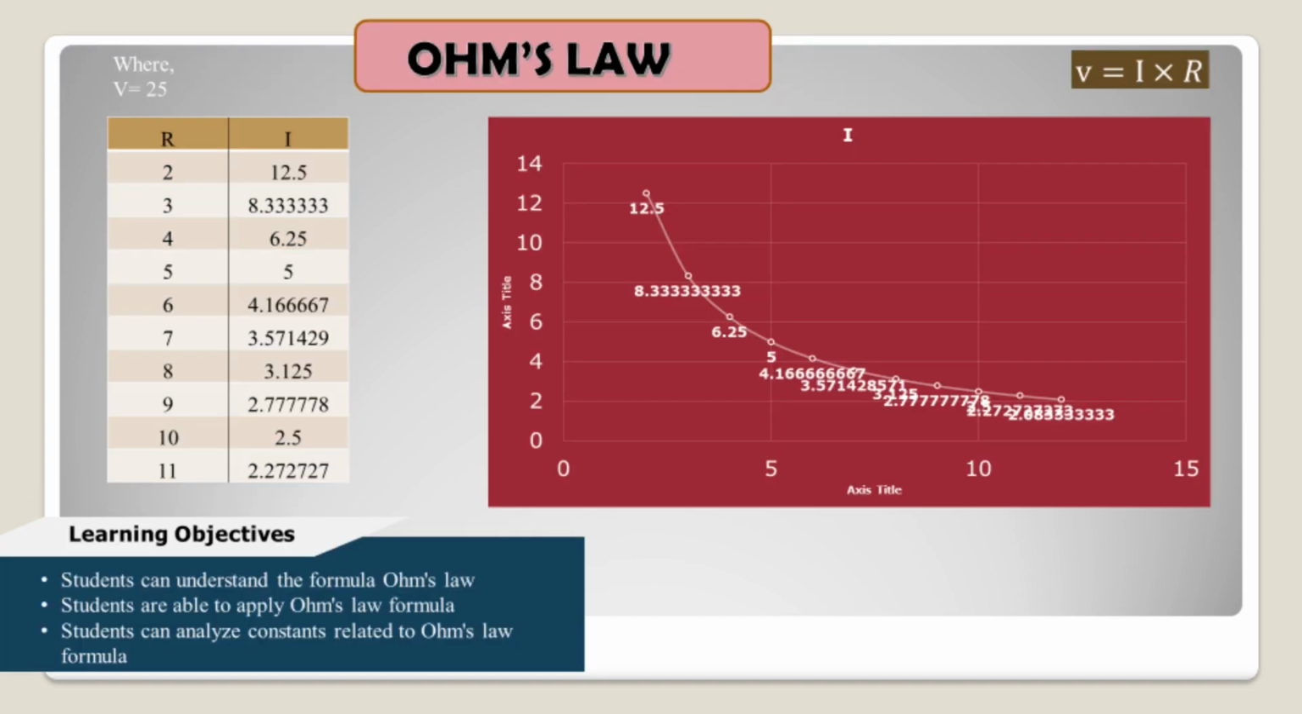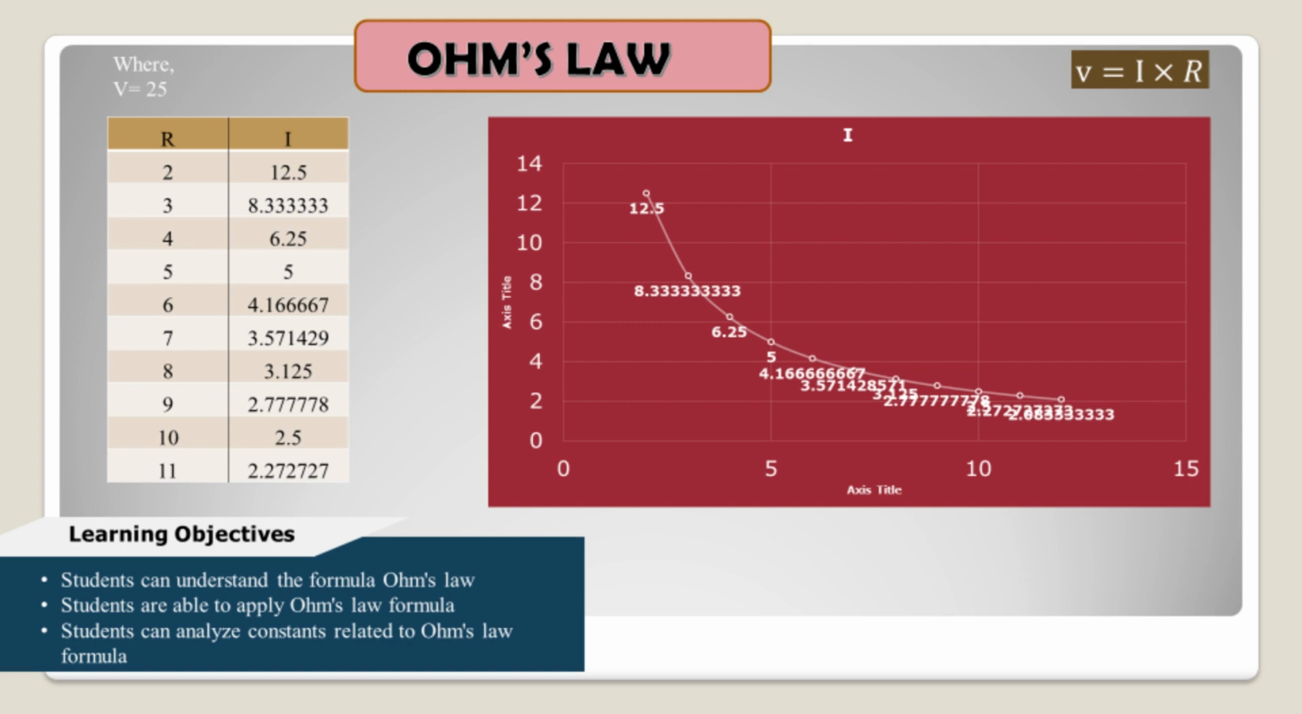The next material is about Ohm's law. The learning objectives of this material are: students can understand the formula of Ohm's law. Second, students are able to apply the Ohm's law formula. And third, students can analyze constants related to the Ohm's law formula. Ohm's law, we can write mathematically as voltage equals current times resistance.